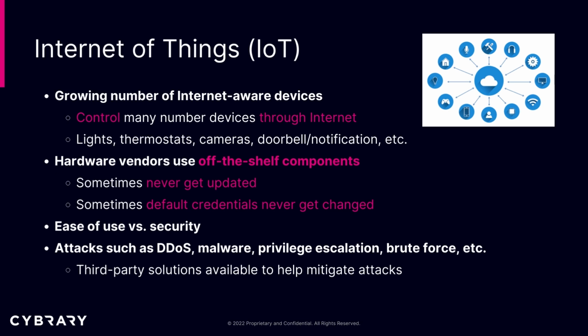We have the issue of ease of use versus security, and that's where the balance is always being walked. Attacks such as denial of service or distributed denial of service, malware, privilege escalation, and brute force are a lot of different attacks that can target IoT devices. There are a lot of third-party solutions available to help mitigate those types of attacks as well. One thing a network administrator may want to do for Internet of Things devices is put additional layers of security on.